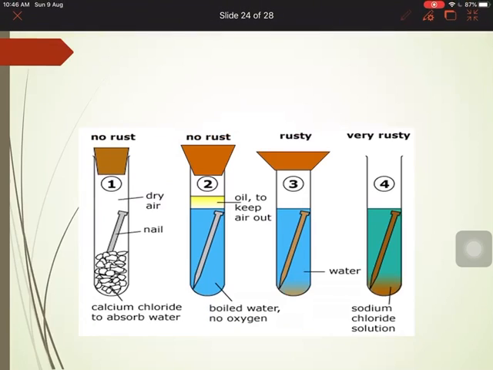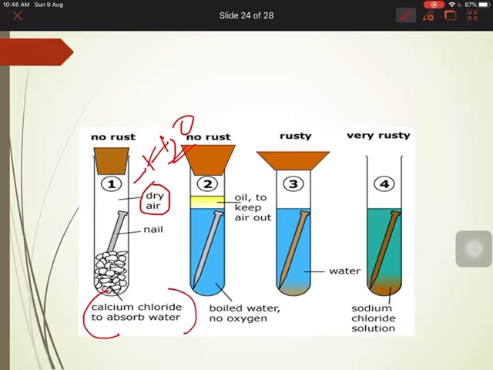In test tube 1, you can see the air is said to be dry air. That means it does not have any water. The air in the test tube does not have any water. The water which was present in the air was absorbed by the calcium chloride.